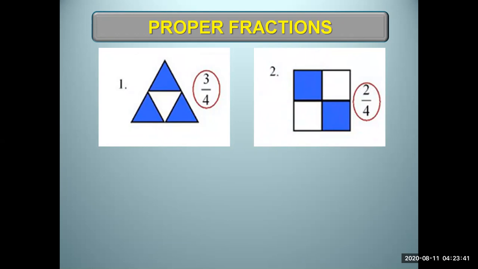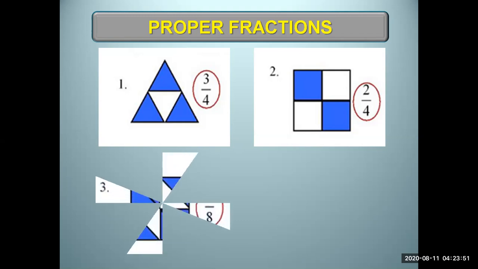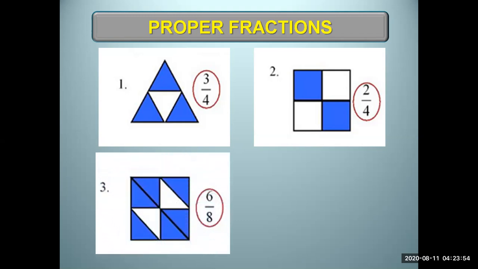We have another example, a square which has been divided into 4 equal parts once again, and 2 of them are colored. So we say that the fraction is 2 upon 4. Once again, this is a proper fraction as the numerator is smaller than the denominator. Have another example, another square which has been divided into 8 equal parts. The denominator shows that there are 8 parts, 1, 2, 3, 4, 5, 6, 7, and 8. And out of these 8, 6 parts are colored blue. So the fraction is written as 6 upon 8. And it is also a proper fraction.